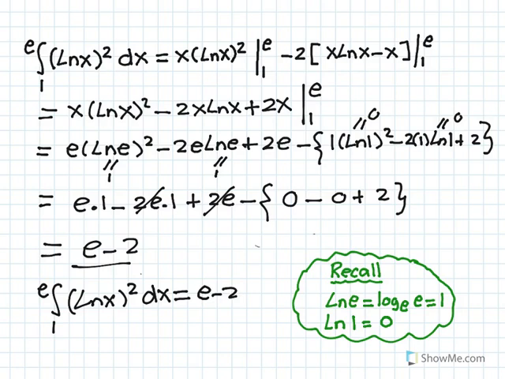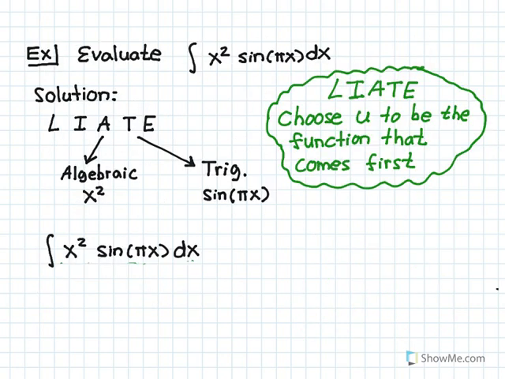All right, let's look at another question that involves integration by parts twice. So here we have the integral of x squared sine of pi x dx. We're going to apply the LIATE principle. We'll choose u to be the function that comes first on the list, and clearly the algebraic function comes first. That means we should let u be equal to x squared.